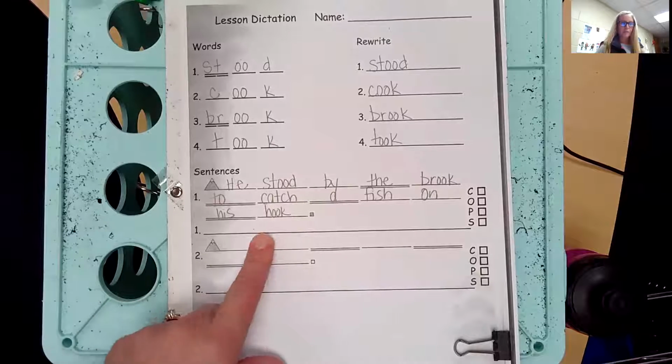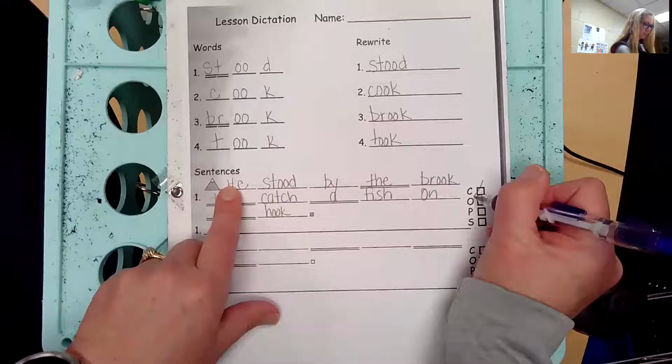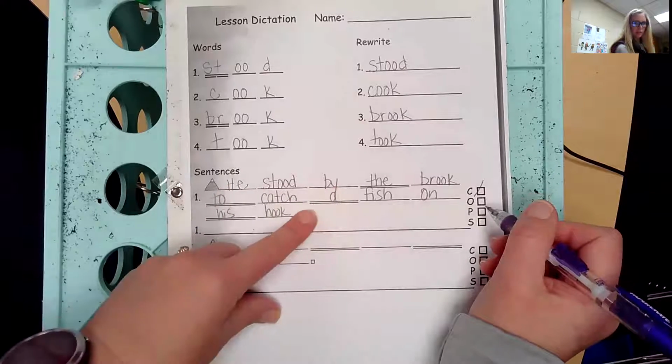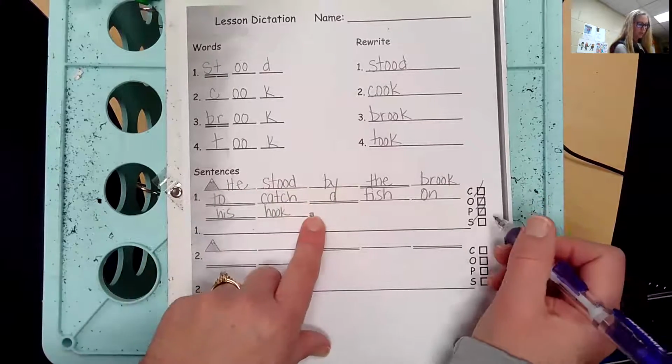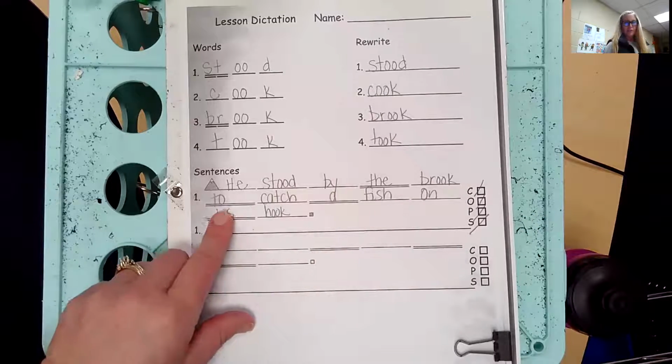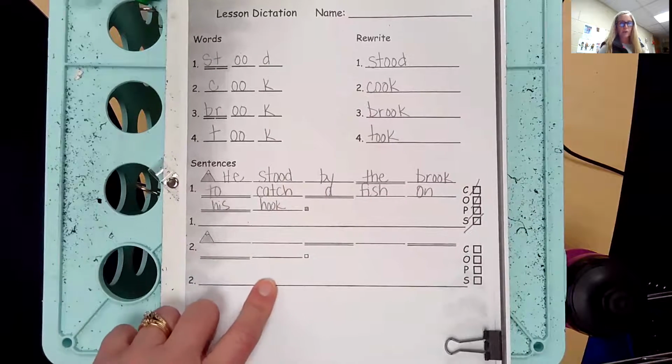You work through that. After you're done, check capital, organization, good handwriting, punctuation, and is everything spelled correctly? Do the same thing on the rewrite line. Let's look at number 2. Please pause the video for this part so you can go at your own pace.